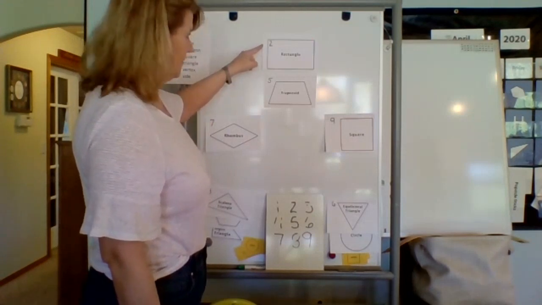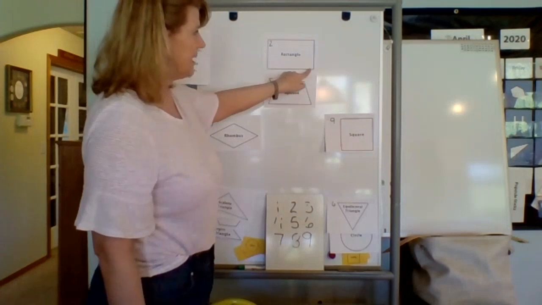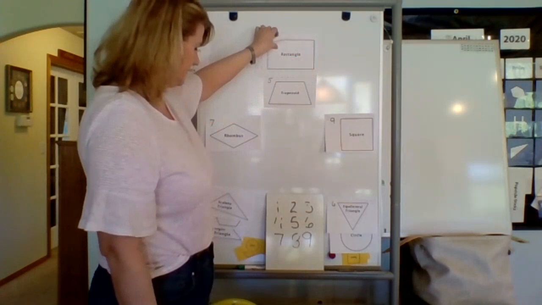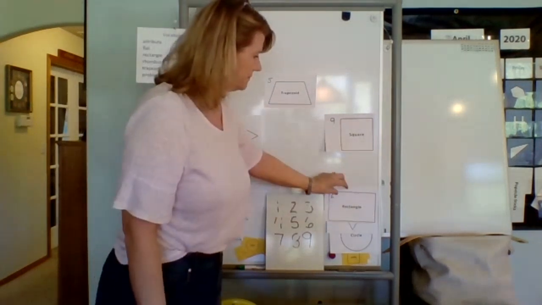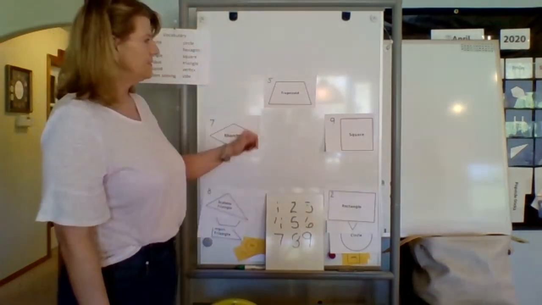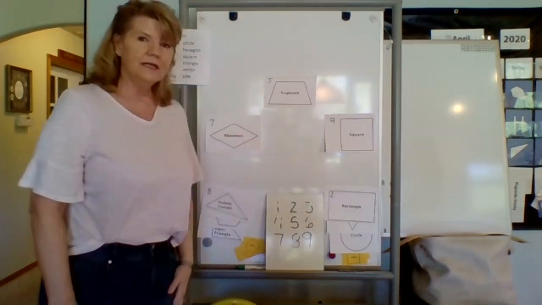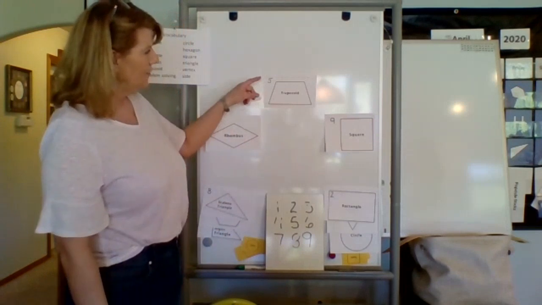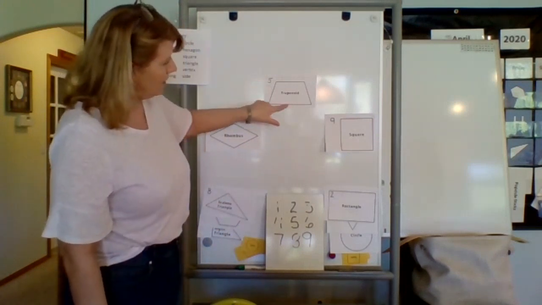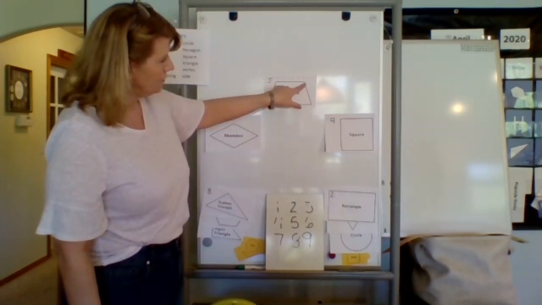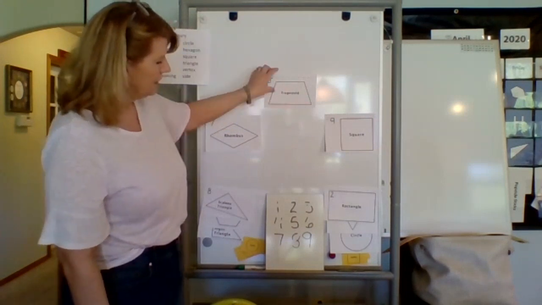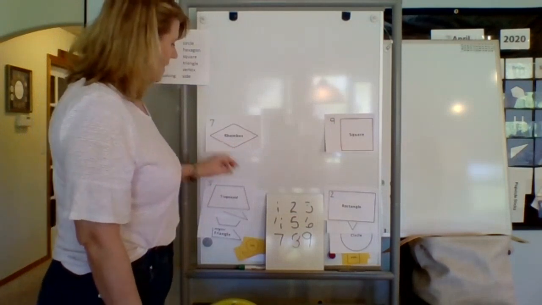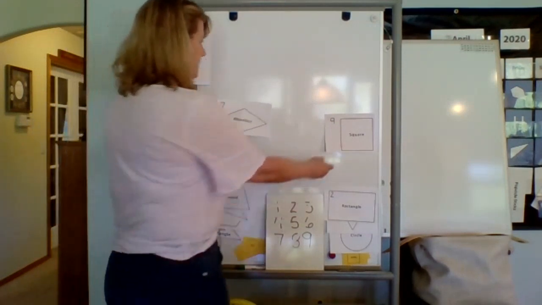The rectangle. Are all the sides the same length? No, we have 2 short sides and 2 long sides. The trapezoid. Are all the sides the same length? No, we have long, short, medium, short. So we need to remove the trapezoid. And the rhombus.